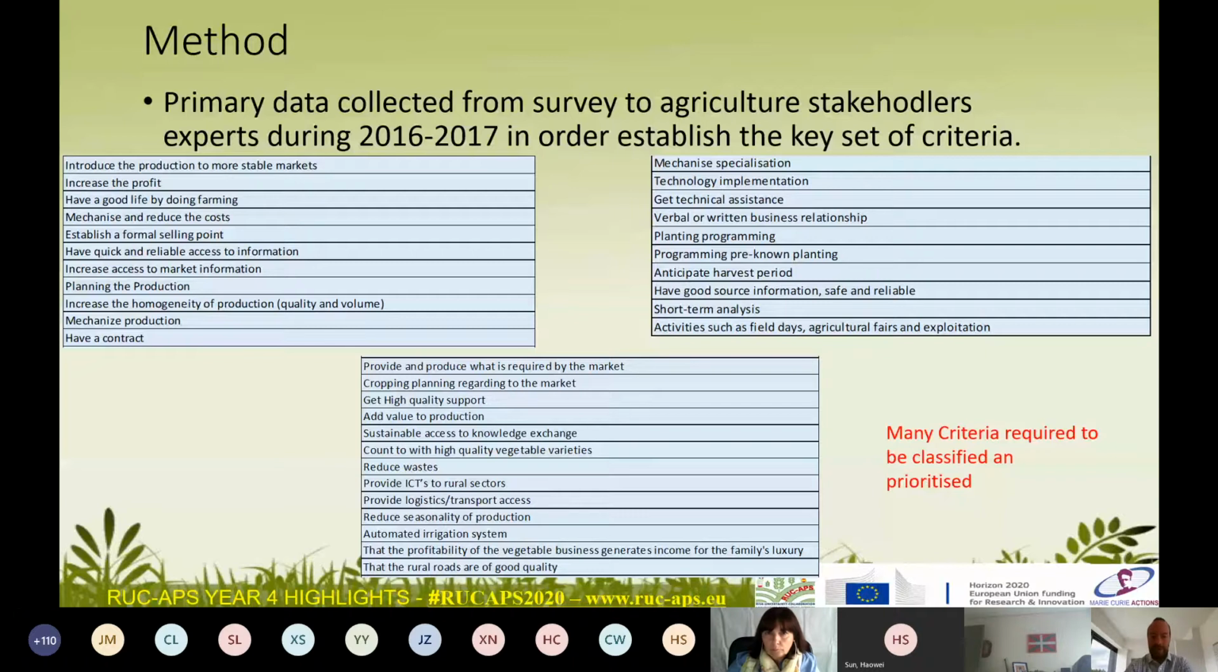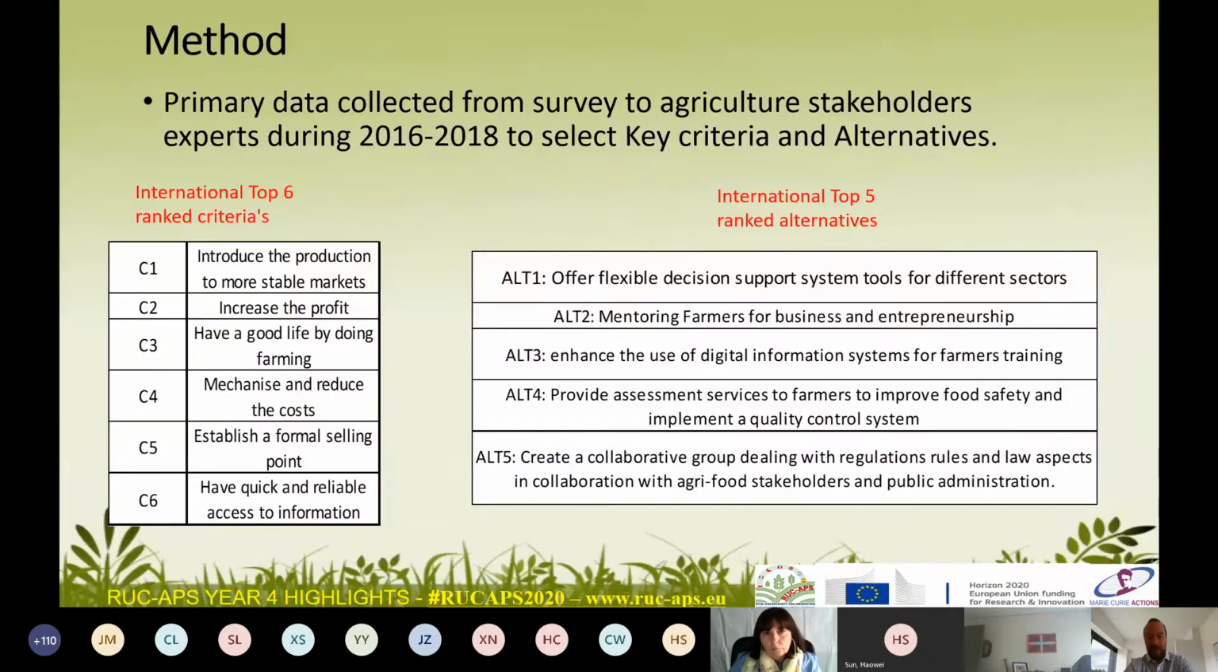So what we did is a consultation, and then we set the ranking of the top 5 and top 6 criteria and top 5 alternatives. After this period of 2-3 years, we were able to identify the main criteria for all these people at the same time. Basically we got: introduce production to a more stable market, increase the profit, have a good life by doing farming, mechanize and reduce the costs, establish a firm selling point, have quick and reliable access to information.